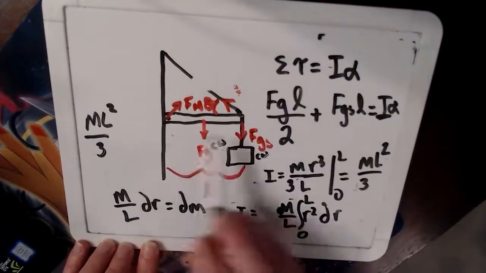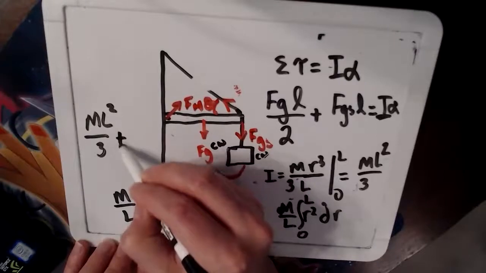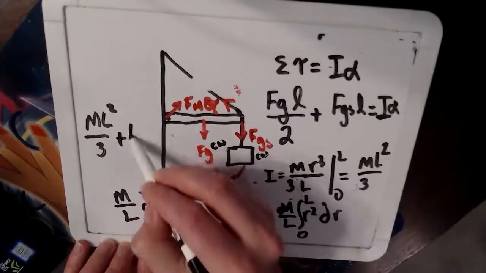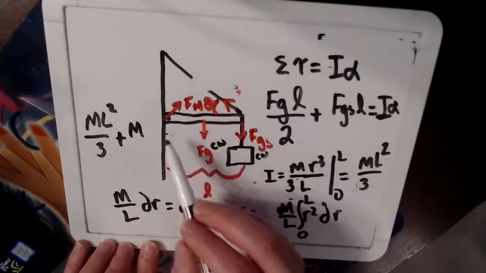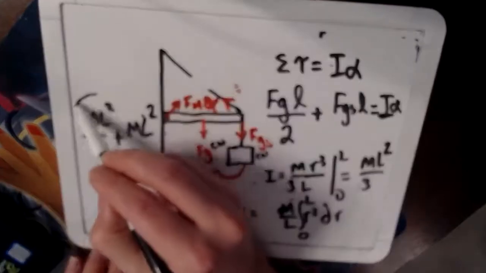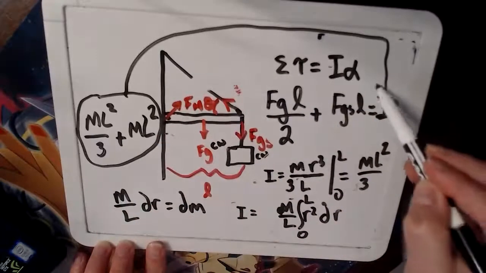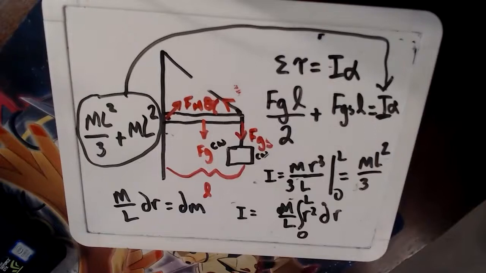and then we add to it the other objects. In this case, there's only one other one. And the moment of inertia for a point mass is just the mass and how far it is away from the pivot point squared. And now we've identified the moment of inertia for the whole system, which we can plug in right there. And now we know the angular acceleration of the system.